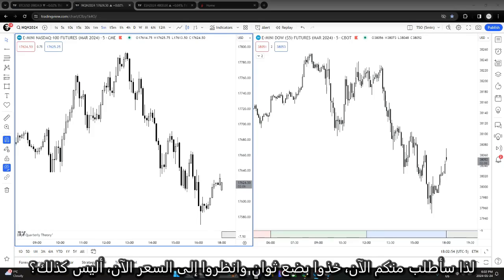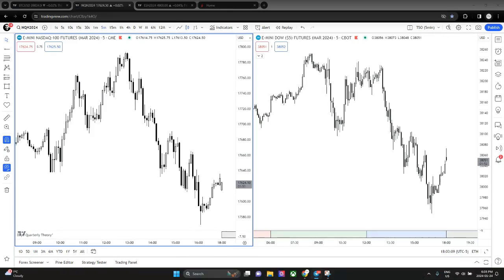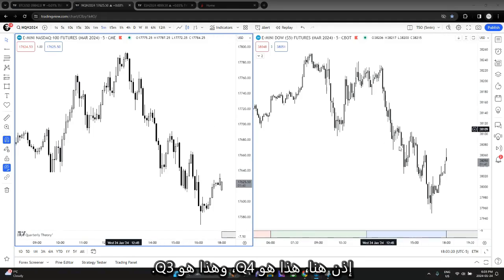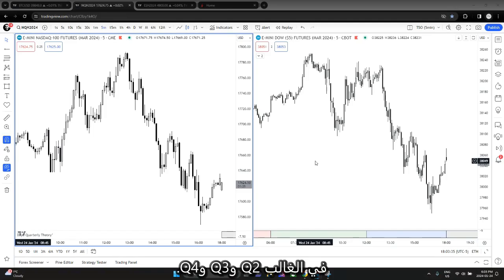So I'll be asking you guys right now, just take a few seconds and look at price, right? This is Q4 of the daily cycle today, and this is Q3. So you're learning sequential SMT divergence. Right here, this is Q4, this is Q3. Sequential SMT divergence occurs between different quarters, mostly Q2, Q3, and Q4.